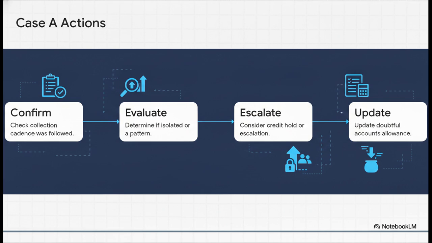Treat these advisory actions as a strict containment playbook. Step 1, you've got to confirm that the standard collection cadence was actually followed. Did we even send the reminders? Step 2, figure out if this is an isolated slip-up or a behavioral pattern for this specific customer. Step 3, take action to stop the bleeding. Consider slapping a credit hold on the account or escalating it to management. And finally, if recovery is seriously looking doubtful, you must update the allowance for doubtful accounts to reflect reality.